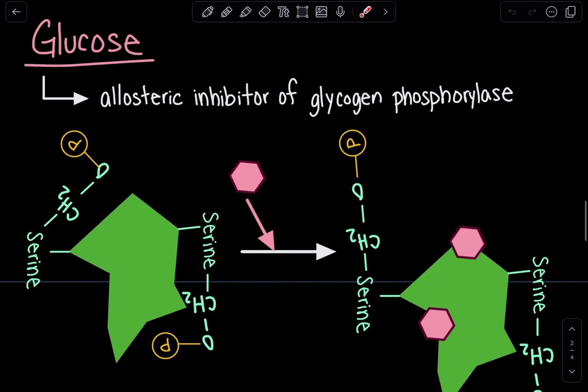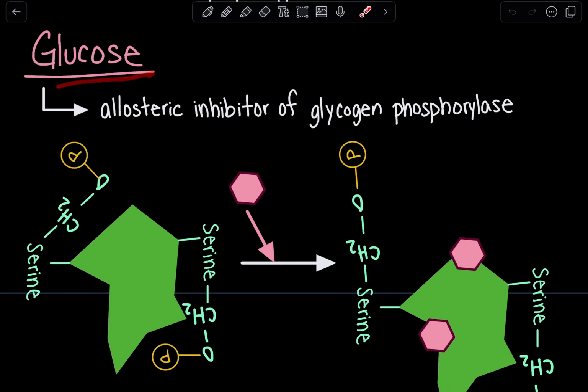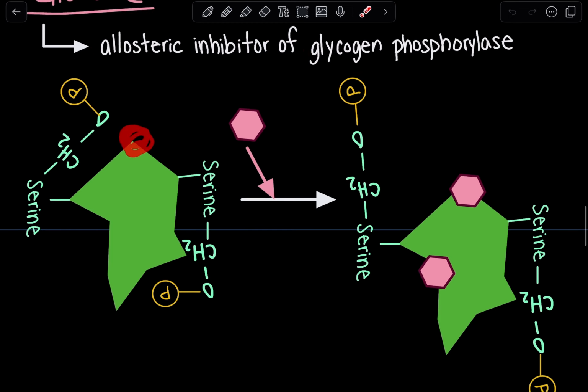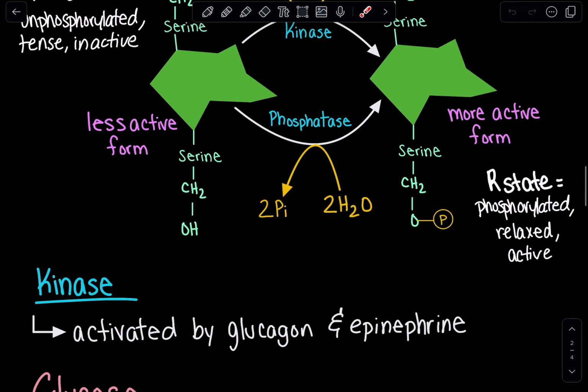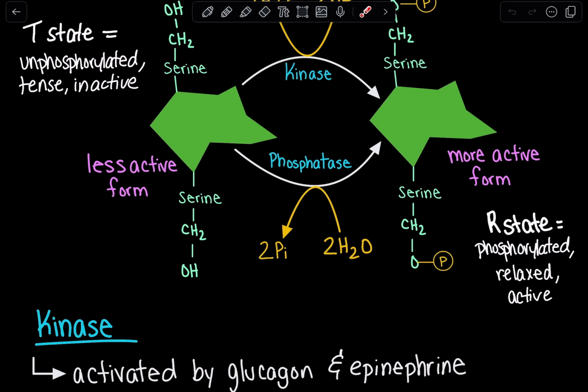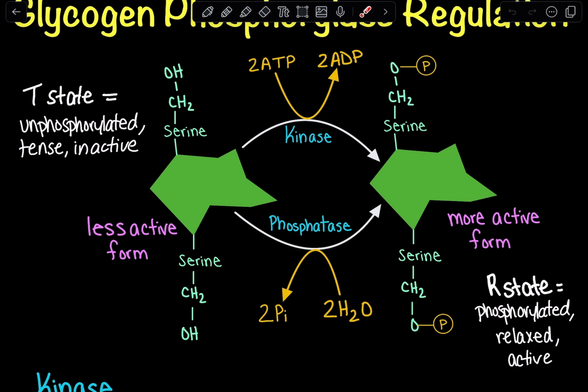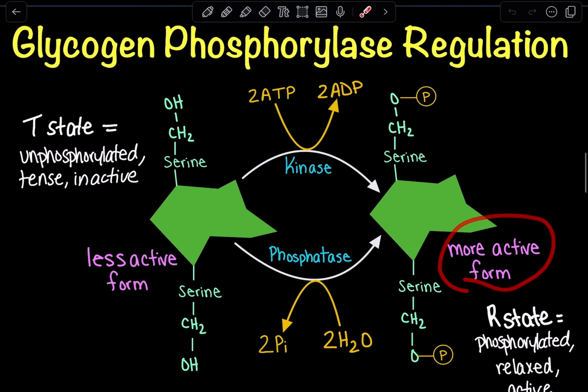So once again, to recap, what does glucose do? It's an allosteric inhibitor of glycogen phosphorylase. It binds to the allosteric site and causes a conformational change which exposes the phosphorylated serine groups so that the phosphate group can be hydrolyzed and we can regain that tense state, which is less active compared to the more active state of glycogen phosphorylase. And that is essentially the regulation.